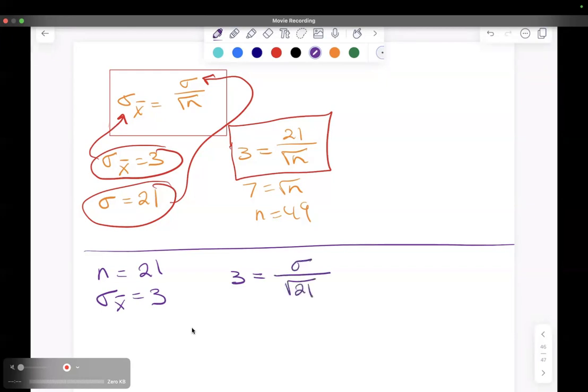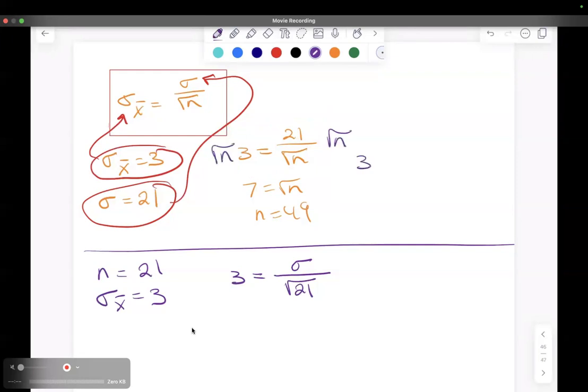And you're just going to solve for sigma instead. So you're still just using algebra, you're just solving for a different thing. My algebra is rusty. The part where I'm getting stuck on is the 21 over n. When 3 equals 21 over square root of n, how did that become a 7 on the next line? I can multiply both sides by square root of n.